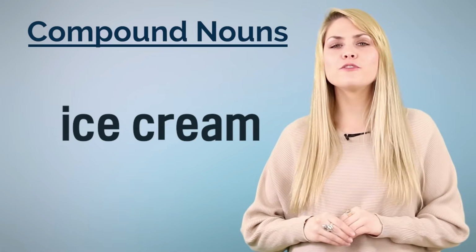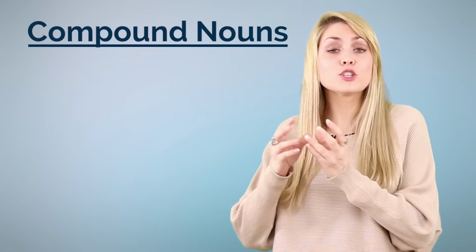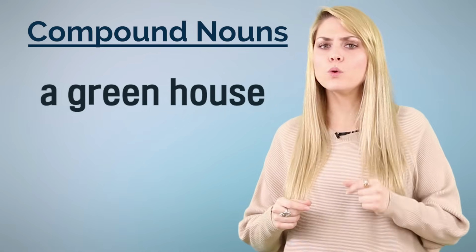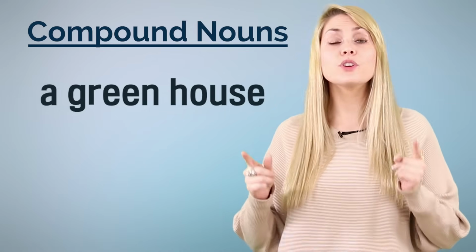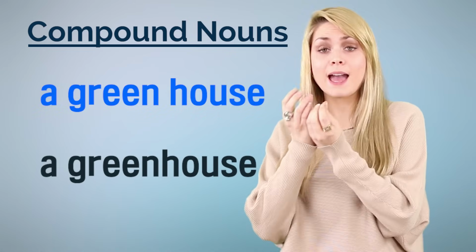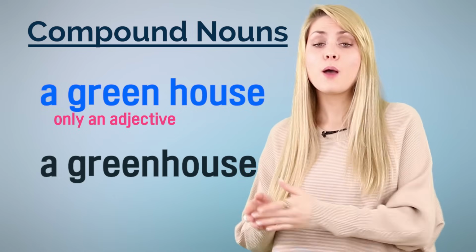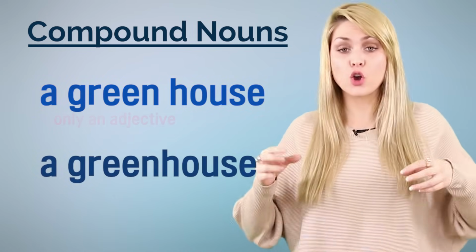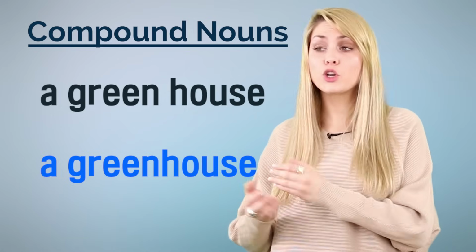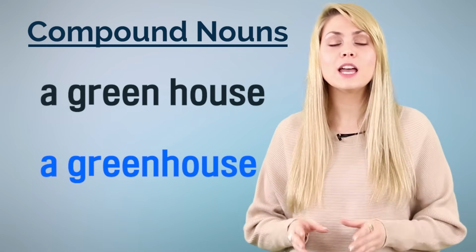Now, you have to be careful. Sometimes you have a simple adjective plus a noun, like a green house, but you also have a compound noun which has a different meaning, a greenhouse. Now, a green house is a house which is green. But the compound noun, a greenhouse, is a place where you grow plants. Completely different meaning. Okay, so you have to be careful.